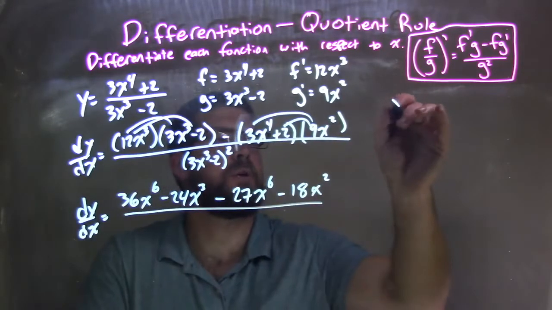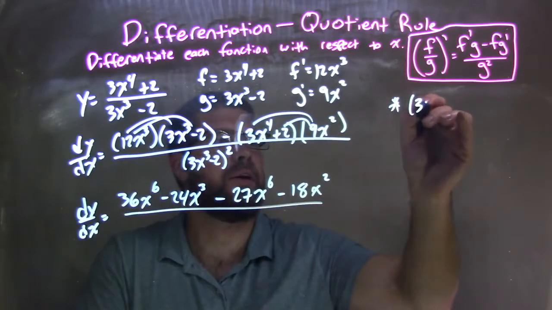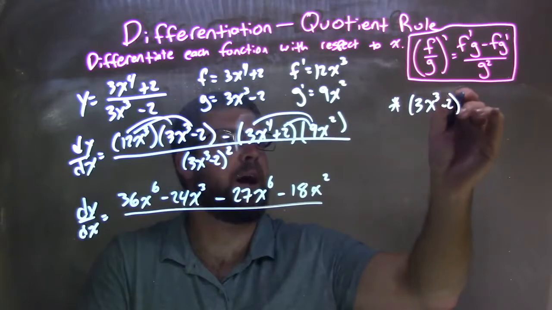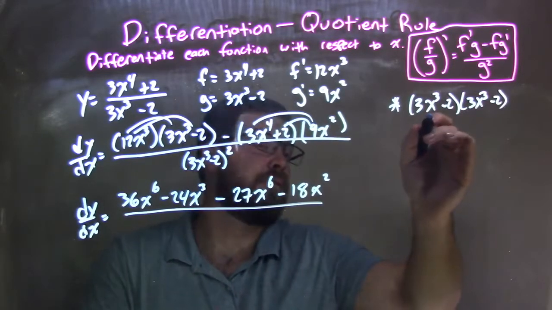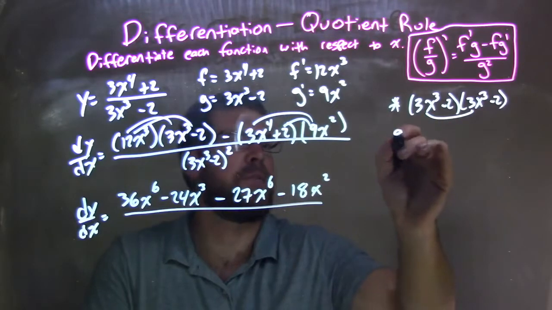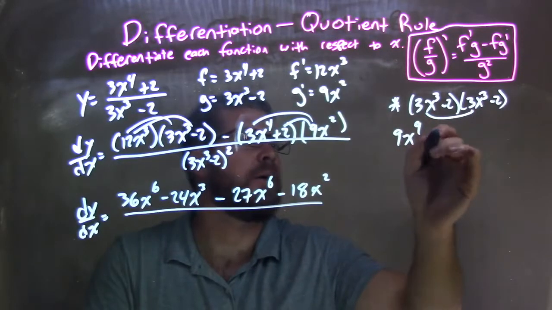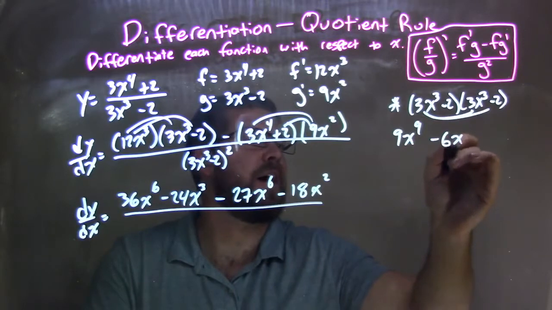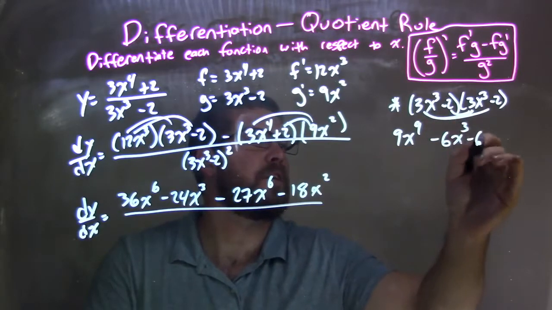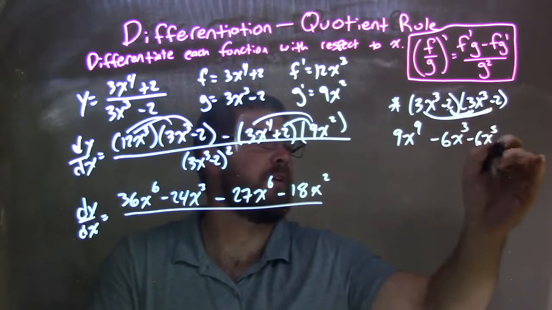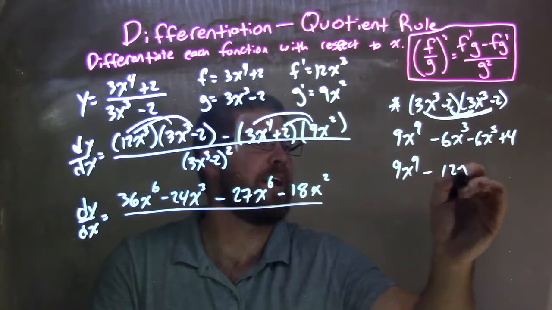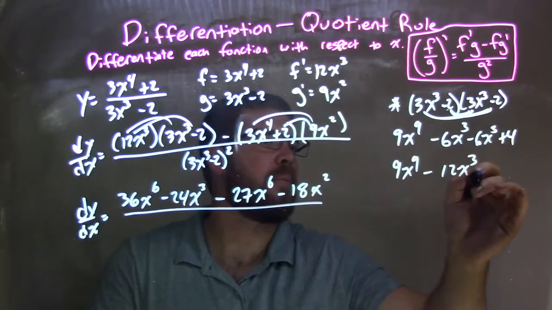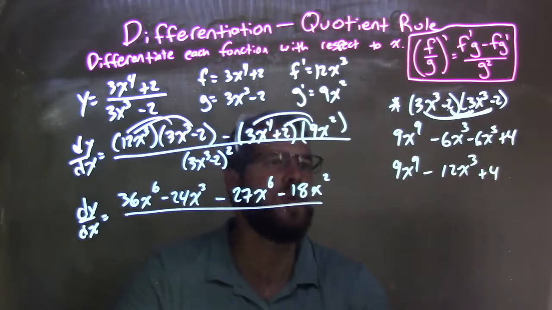All over, if you want to show the work for that right here, 3x to the 3rd minus 2, the denominator, 3x to the 3rd minus 2. To FOIL that, we have 9x to the 9th power, minus 6x to the 3rd, minus 6x to the 3rd, and you'll probably get better at this, we don't have to write it out. 9x to the 9th minus 12x to the 3rd plus 4, okay? We're doing all this together.